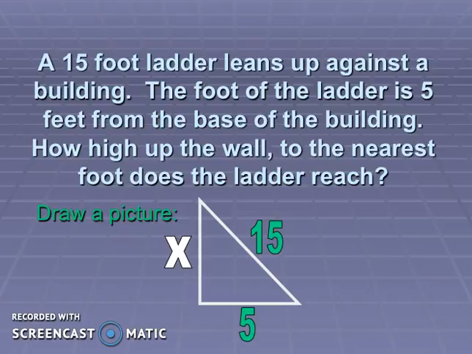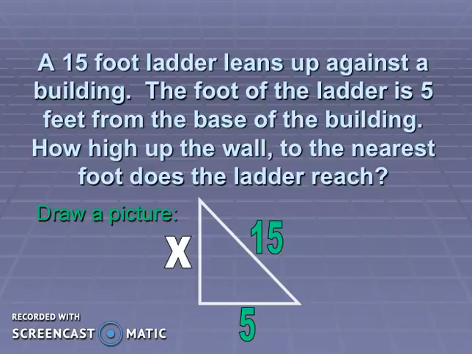It's very, very important whenever you're doing any of these to draw the picture so you've got a clear view of what you're looking at. In this case, the 15-foot ladder is going to be our hypotenuse, so we label it 15. The foot of the ladder is 5 feet from the base of the building. So our X, our side A, is going to be the wall of the building. Side B is going to be the distance from the foot of the building to the foot of the ladder, so we label that 5.